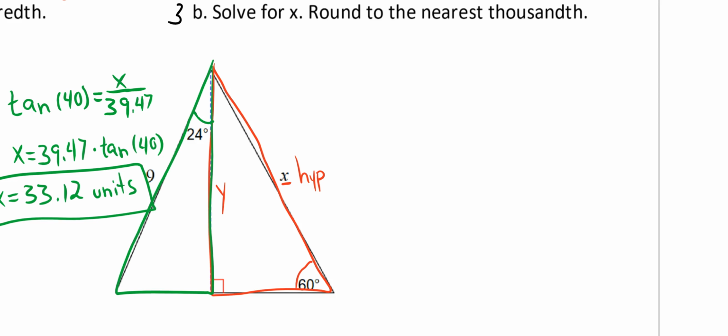First part, identify your angle. That's the 24 degrees. Second part, identify the sides. So we have this 9 over here, and that 9 is the hypotenuse of this triangle. And then y is the other piece we want to find. That's going to be the adjacent side. So with SOHCAHTOA, we're going to use the one that has adjacent and hypotenuse, and that one is going to be our cosine function. So we're going to use that equation there.